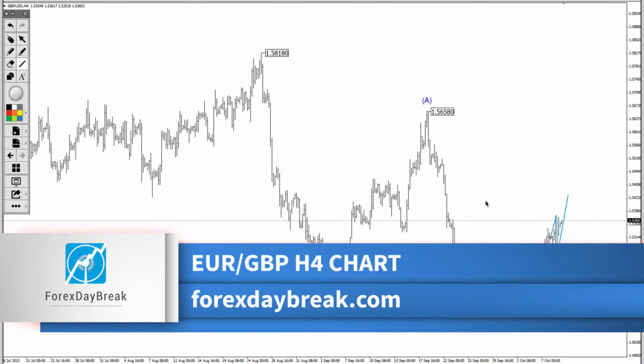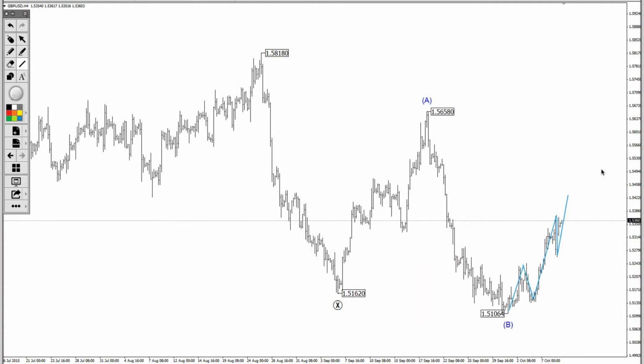So if pound dollar has already formed a 5-wave structure, this would support the view that we have a larger 3-wave structure forming here if we are going to reach 156.58 and beyond.